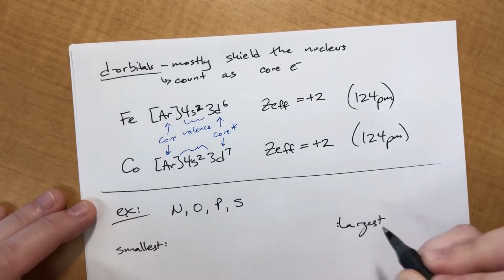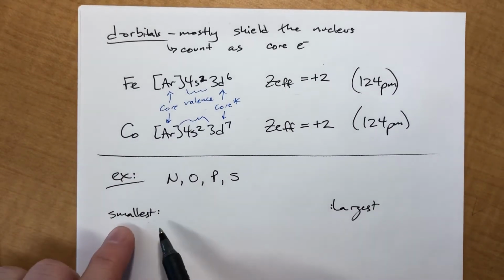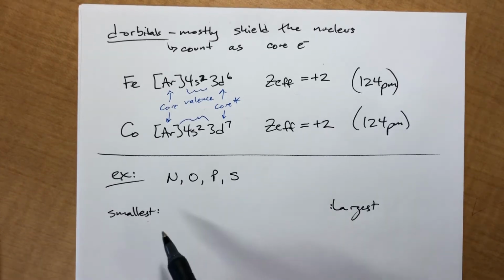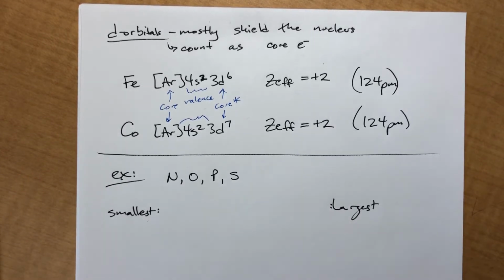On quizzes and exams, if I ask you to do this, I will label which side is smallest and which side is largest, because in the past I've had students put it in exactly the wrong order and say, oh, I meant for largest to be over here. And I have no way of knowing if they know what they're talking about, so yeah.